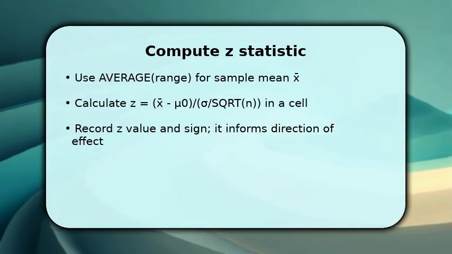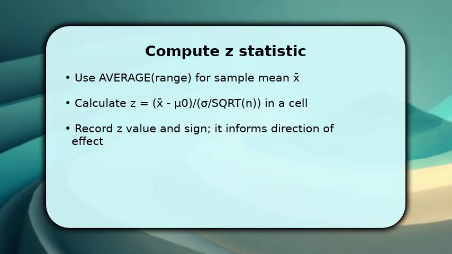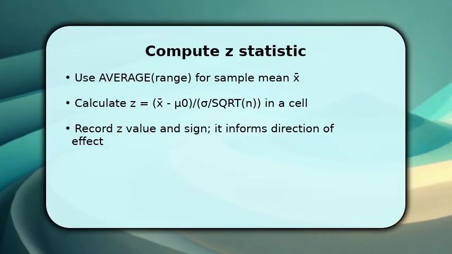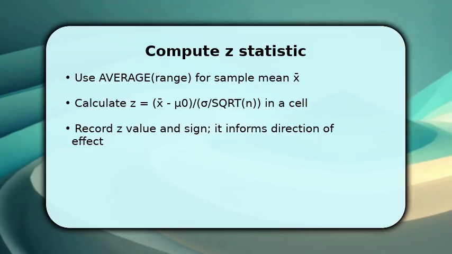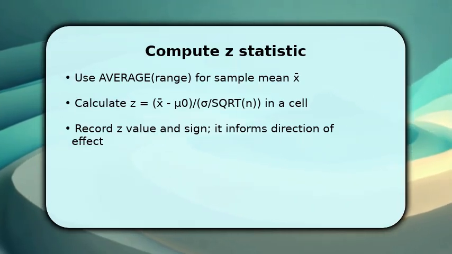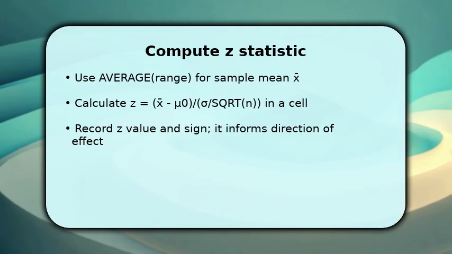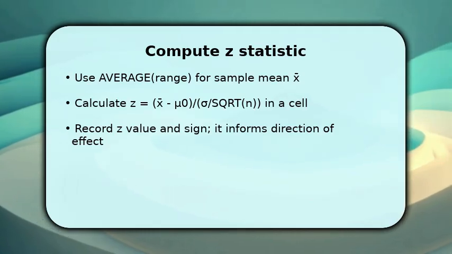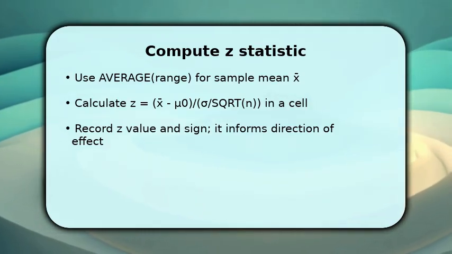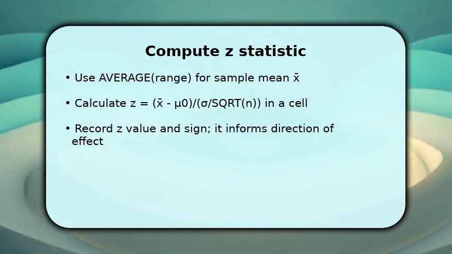Next, enter the z formula: equals mean cell minus mu 0 cell, slash the standard error cell. This yields the test statistic. Because Excel evaluates exactly, you can trace each reference cell. The sign of Z tells you whether the sample mean is above or below the hypothesized mean, which is why direction matters.